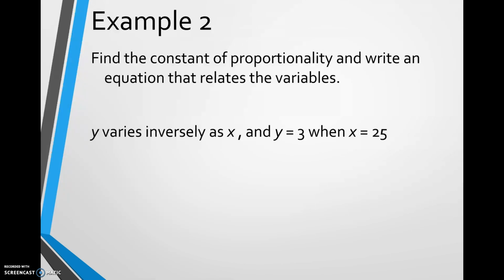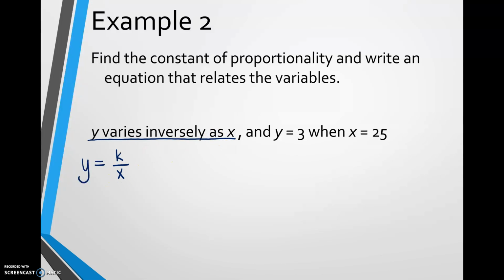Okay, find the constant of proportionality and write an equation that relates the variables. So first we need to look at, what does this say? Y varies inversely as x. Inversely, that means k divided by. Okay, y varies inversely as x. Y varies inversely means y equals k divided by x.